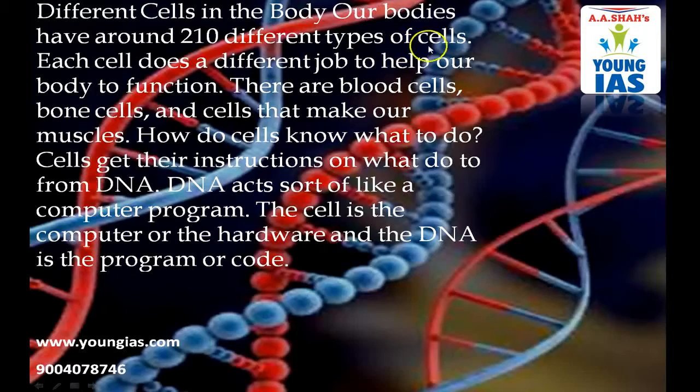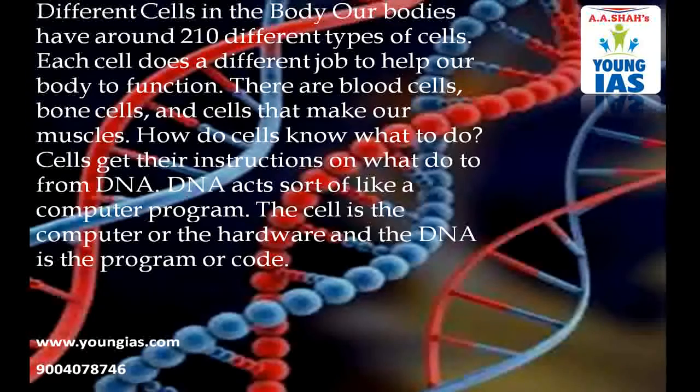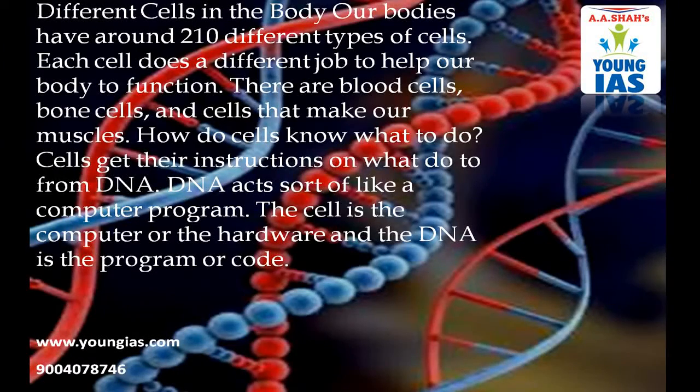Different cells. Our bodies have around 210 different types of cells. Each cell does a different job to help our body to function. There are blood cells, bone cells and cells that make our muscles. How do cells know what to do? Cells get the instructions on what to do from DNA. DNA acts sort of like a computer program. The cell is the computer or the hardware and the DNA is the program or code.